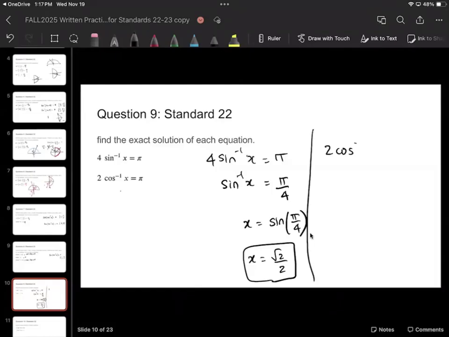2 cosine inverse of x is pi. Cosine inverse of x is pi over 2. X is cosine pi over 2, which is 0.